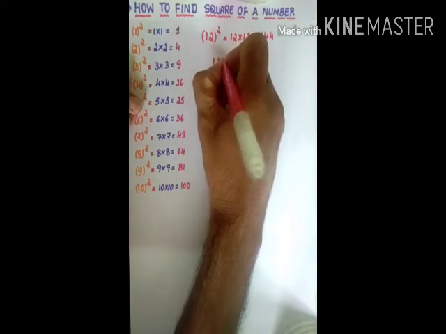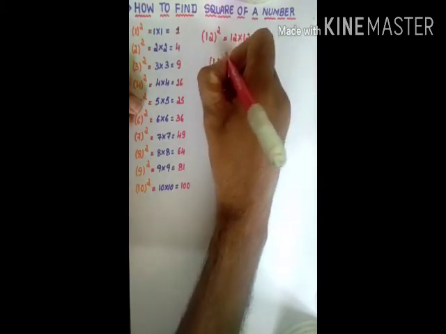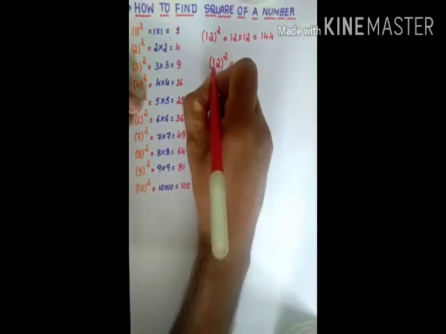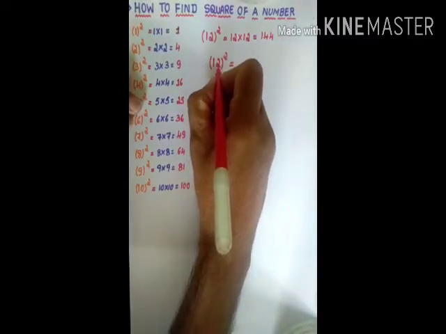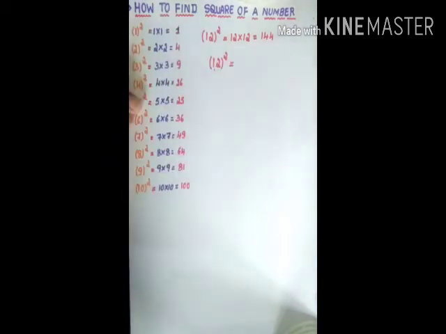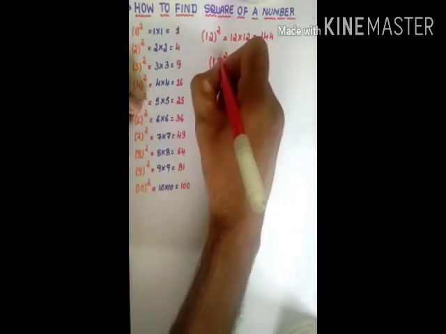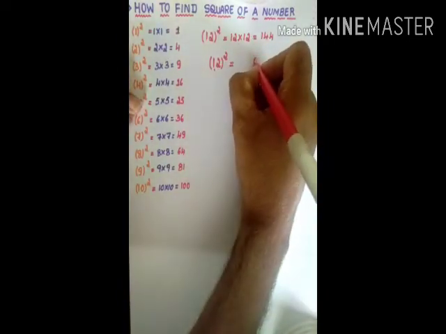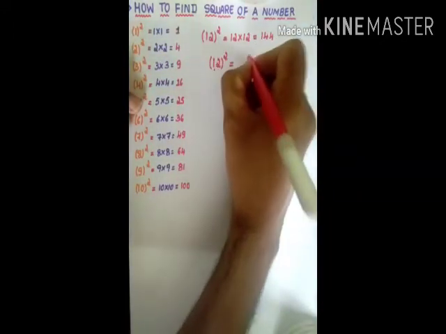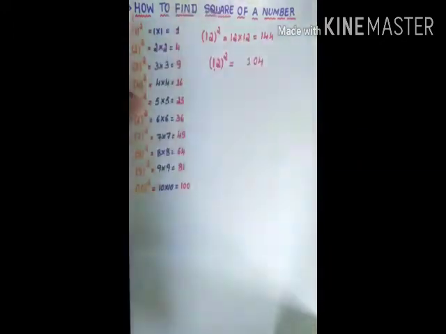Listen here. 12 square you can write like this, right? You can see here 2 digits. One is in the unit place, one is in the 10th place. What you have to do? Unit place square you make. 2 square is 4, but you have to write 04. 1 square is 1, you write here.